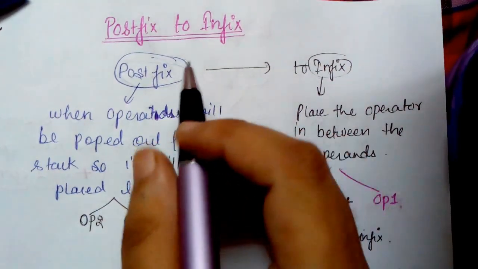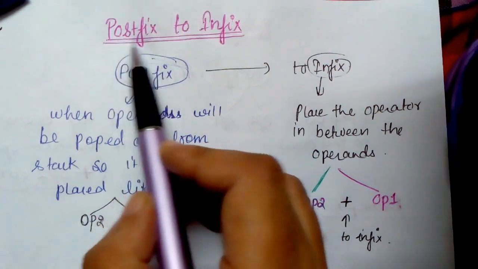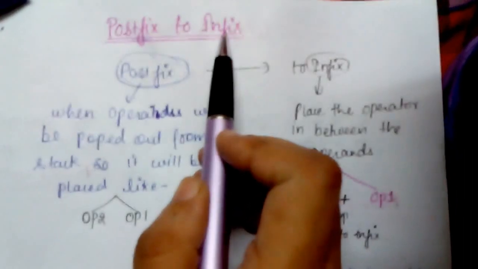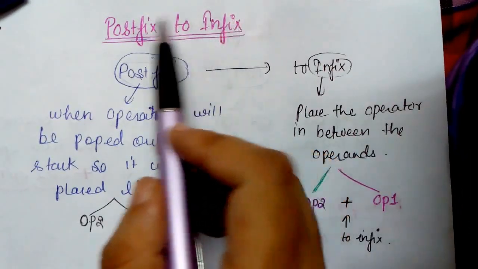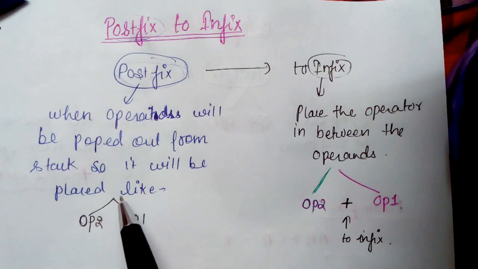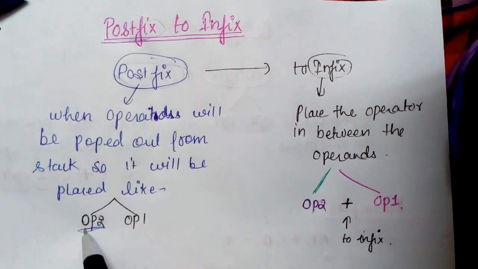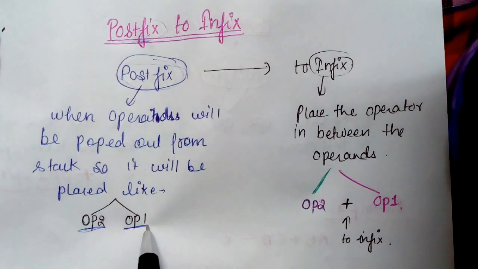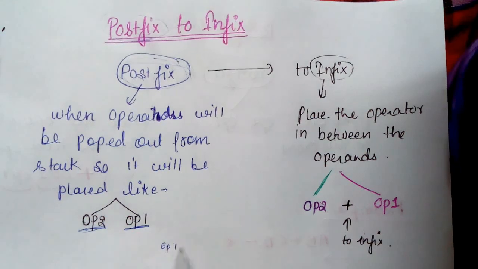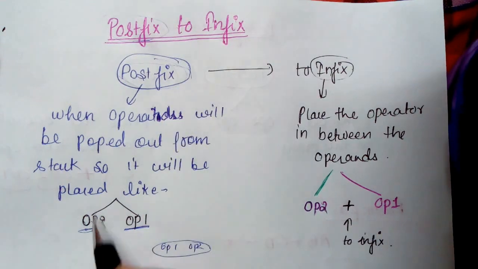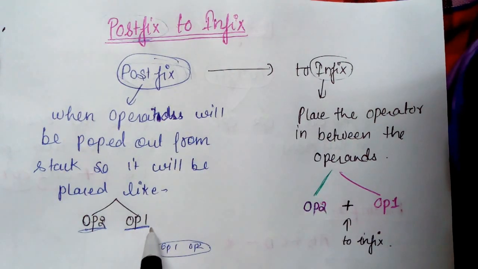Whenever you have a conversion from postfix to anything, either postfix to infix or postfix to prefix, when you pop out, you place operand number 2 first and operand number 1 after it. But in prefix we write operand number 1, operand number 2. In a conversion from postfix to any form, you write operand number 2 and operand number 1 when you pop out from the stack.